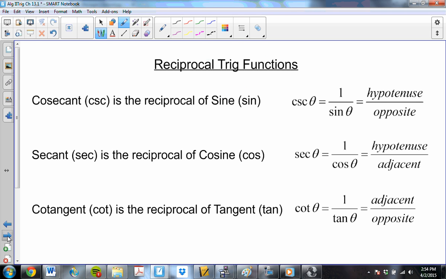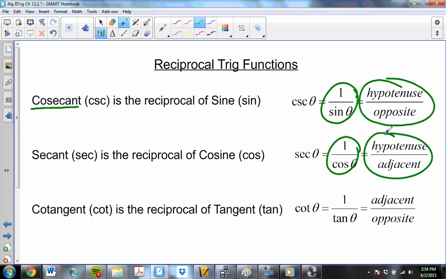You probably haven't learned the reciprocal trig functions. They're quite simple. The first is called cosecant. Cosecant is just the reciprocal of sine. It's just 1 over sine. That means since sine was opposite over hypotenuse, cosecant, 1 over sine, is hypotenuse over opposite. Secant is the reciprocal of cosine, so 1 over cosine becomes hypotenuse over adjacent. And then cotangent is the reciprocal of tangent.